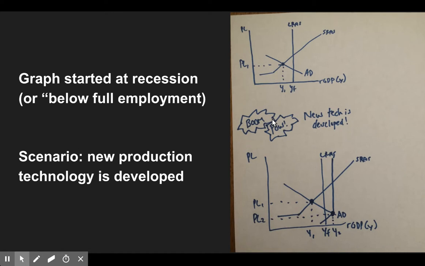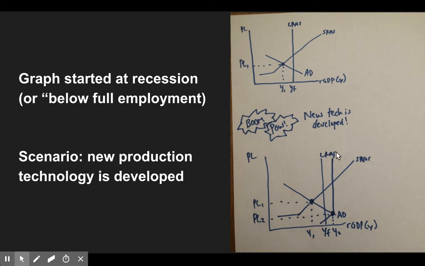And now this is the funky part where earlier I mentioned when we shift LRAS, we also shift SRAS with it. The reason being is because this technology doesn't just affect production in the future, it also increases our production right now. So when you shift LRAS, you also shift SRAS. Again, one more time. If it is a shifter of LRAS, you shift SRAS with it.